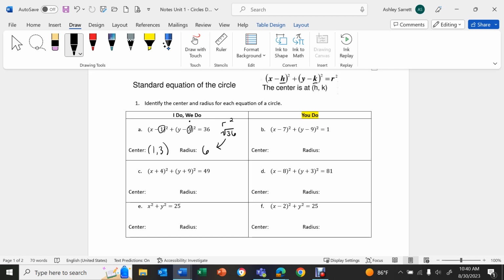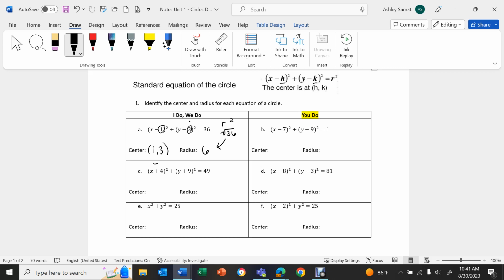All right, next we have (x + 4)² + (y + 9)² = 49. All right, so I just told you the number that comes after the minus sign, that's what I'm looking for for my x and y values. But here I don't see a minus sign. So what happened there?